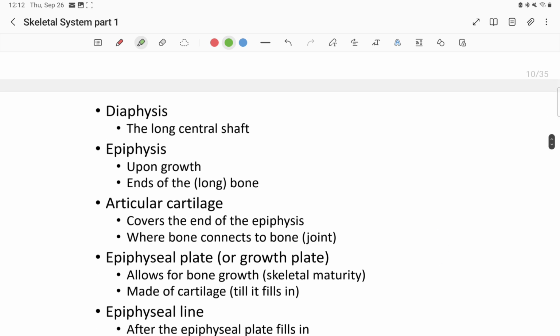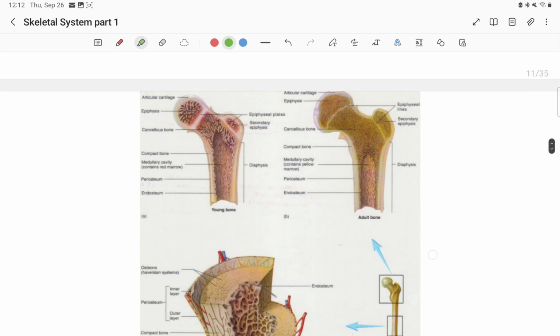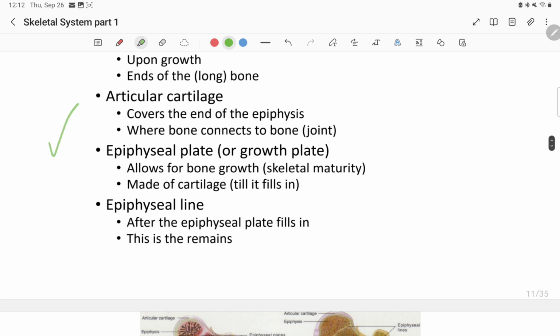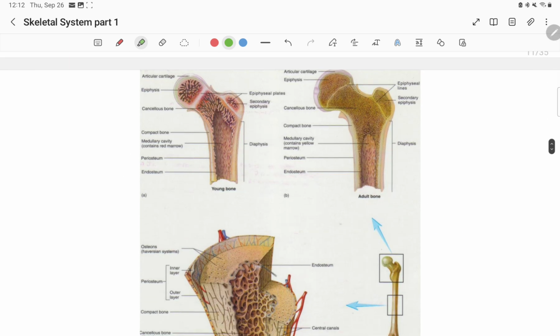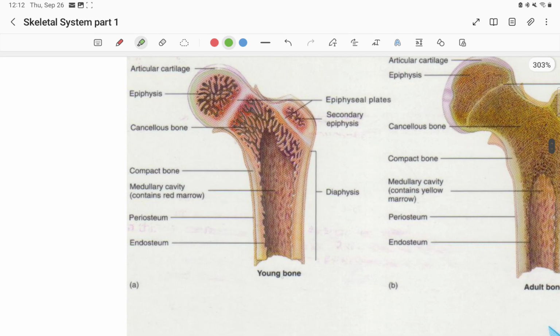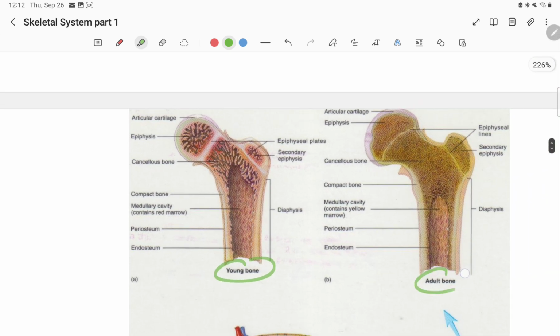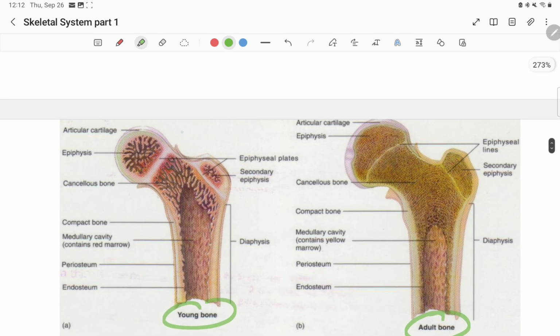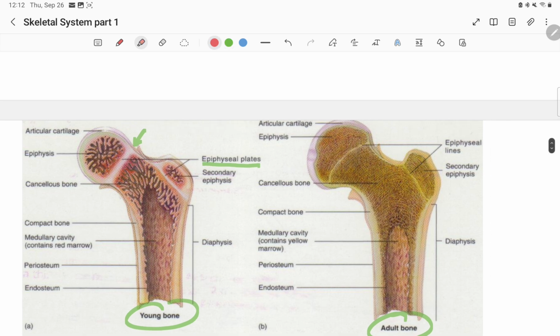Okay, the diaphysis and epiphysis and all this, we're just going to look at them through the picture. Okay, so this is young bone, and this is an adult bone. And some differences you'll see is a growth plate you'll find in youth bone, and that specifically is called the epiphyseal plate. Okay, then in the adult bone, the remnant of the growth plate is called the epiphyseal line.